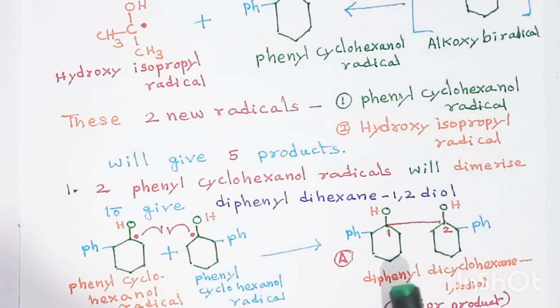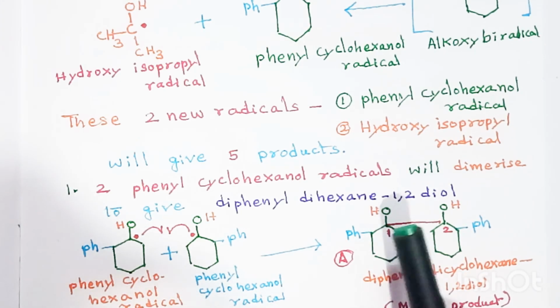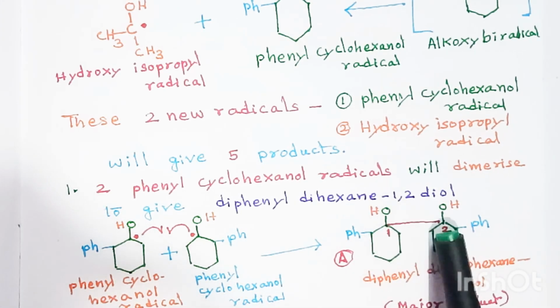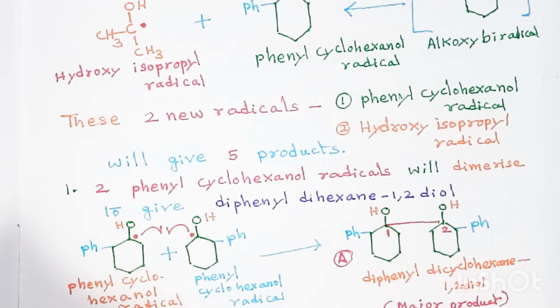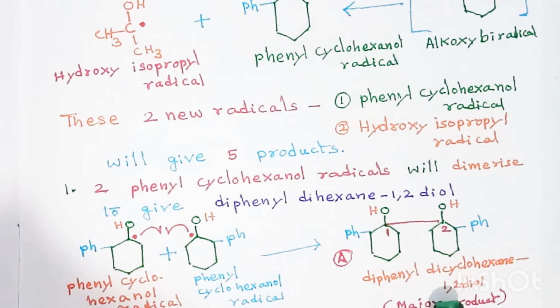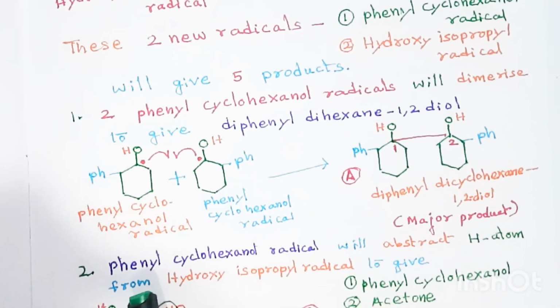Any compound having OH groups on adjacent carbons is called a pinacol. We know that. So this is the major product, that is diphenyl dicyclohexane 1,2-diol. Major product. Okay.